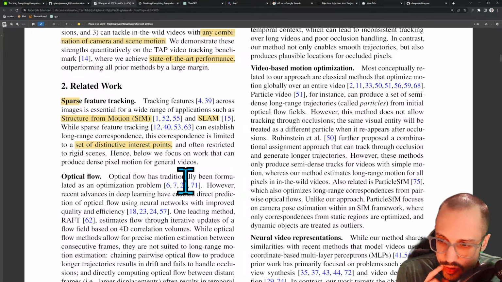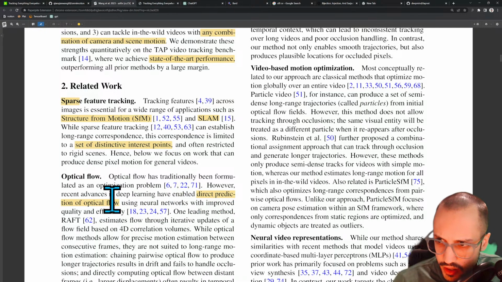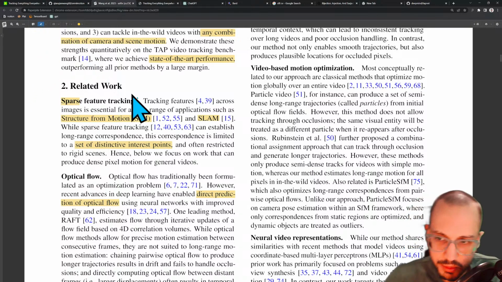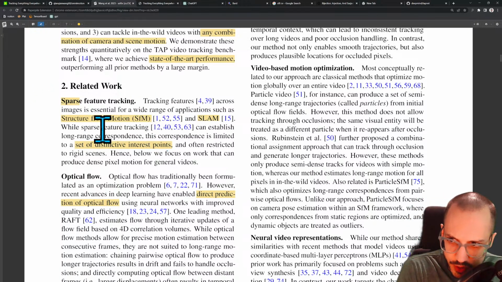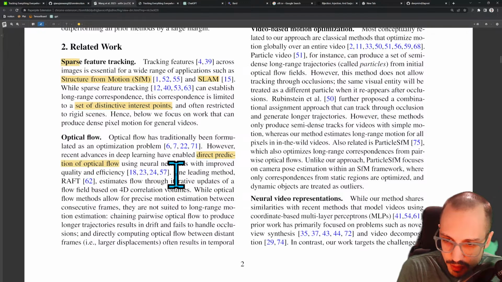Optical flow. Optical flow has traditionally been formulated as an optimization problem. However, recent advances in deep learning have enabled direct prediction of optical flow using neural networks. Yeah, I've seen this before, but optical flow is still kind of niche, you know. Sparse feature tracking is pretty common because for any robotic application or photogrammetry, you're going to need some notion of structure from motion or SLAM. Those are useful abilities, but optical flow is a little bit more niche. You don't really see it that often. Maybe if you work in autonomous vehicles or something like that.